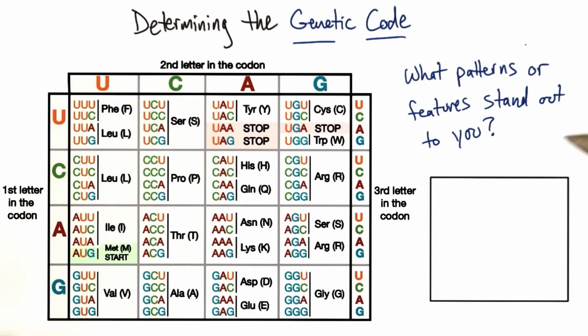What patterns or features stand out to you about this genetic code? Is there anything interesting that you notice? I want you to use the text box here to describe any kind of response you have that might answer this question. And don't worry about getting this right or wrong. I just want to see what you pick up on. You could always go to the forum and see what other people think about the genetic code too.